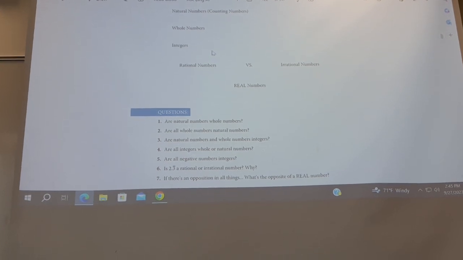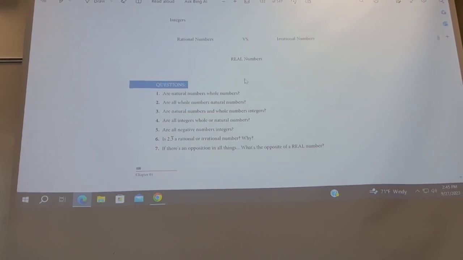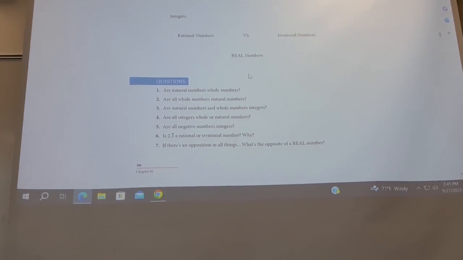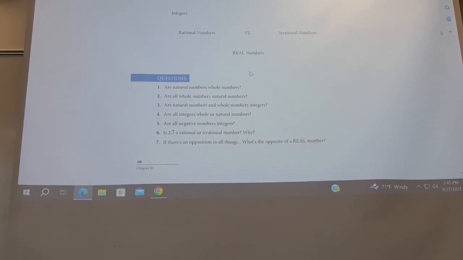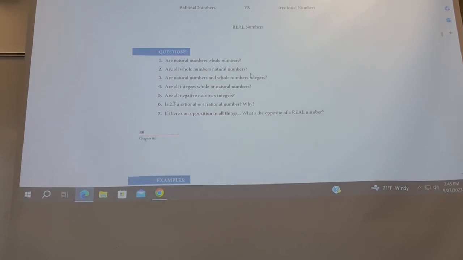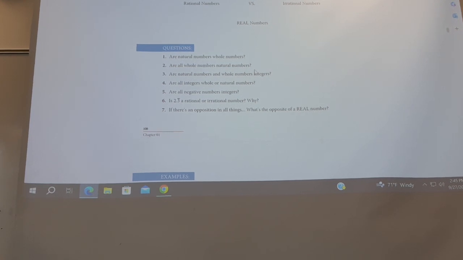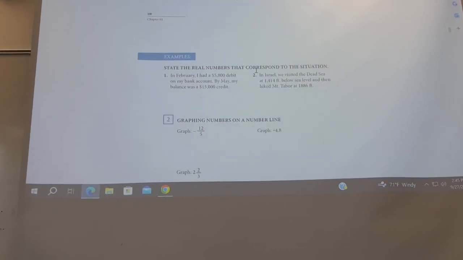Fractions and decimals. Is 2.3 with a bar over it a rational or irrational number? Why? Predictable. If there's an opposition in all things, what's the opposite of a real number? We said it, imaginary. All right, cool.